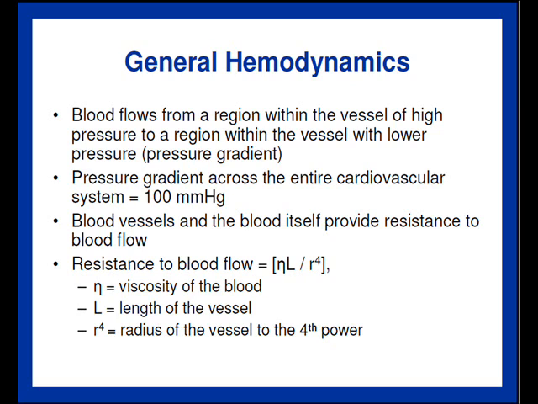General hemodynamics. We're going to talk about blood flow now. Obviously, blood flows from a region within the vessel of high pressure to a region of low pressure. That makes sense. So there's a pressure gradient, high to low. That pressure gradient across the entire cardiovascular system is about 100 millimeters of mercury. Like I've spoken about before, the blood vessels and the blood itself provide resistance to blood flow.